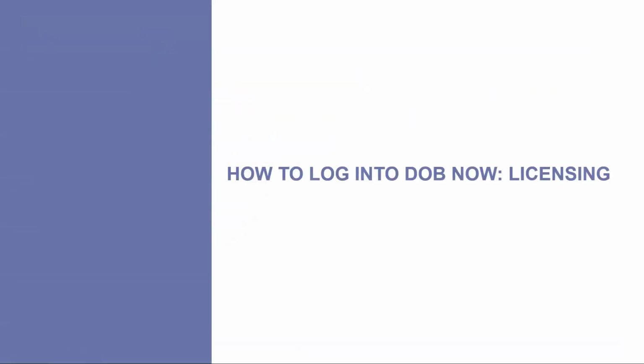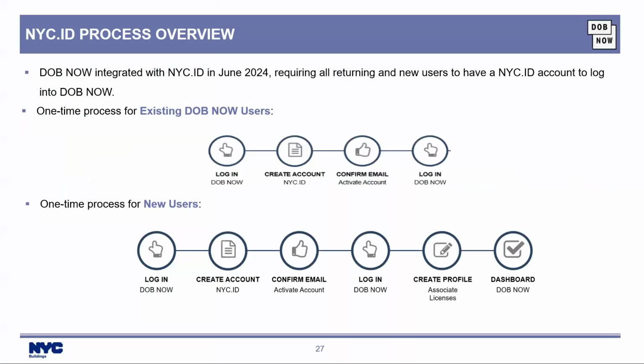So let's talk about how you log into DOB Now licensing. In case you haven't logged in since June, DOB Now integrated with NYCID in June 2024, so now all returning and new users must have an NYCID account to log into DOB Now. The process to create an NYCID account is pretty simple. It's a one-time process, whether you're an existing user or a new user.